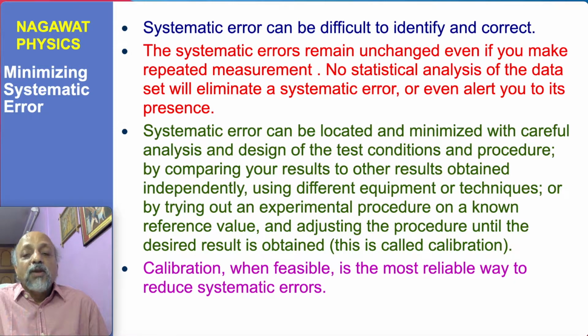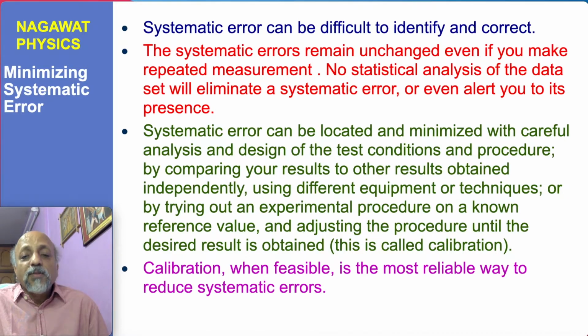Systematic error can be located and minimized with careful analysis and design of the test conditions and procedures: by comparing your results to other results obtained independently, either using different equipment or different techniques, or by using the same equipment and similar technique but a standard procedure, or by trying out an experimental procedure on a non-reference value and then adjusting the procedure for the values which you wish to determine, until the desired result is obtained, achieving a kind of calibration in the process of the measurement.